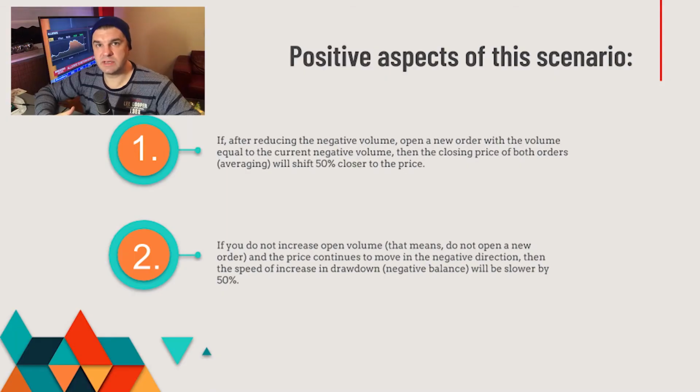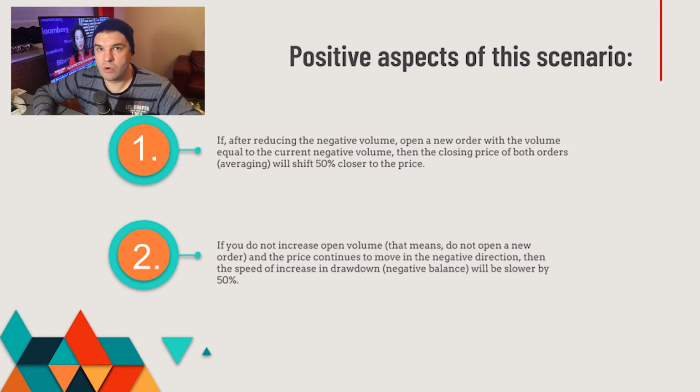The positive aspects of this scenario are: the first, if after reducing the negative volume, I open a new order with the volume equal to the current negative volume, then the closing price of both orders, it's named averaging, will shift 50% closer to the price. And the second, if you do not increase open volume, that means do not open a new order, and the price continues to move in the negative direction, then the speed of increase in drawdown will be slower by 50%.